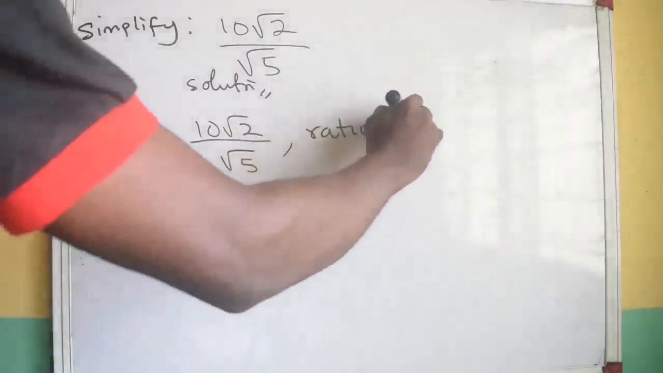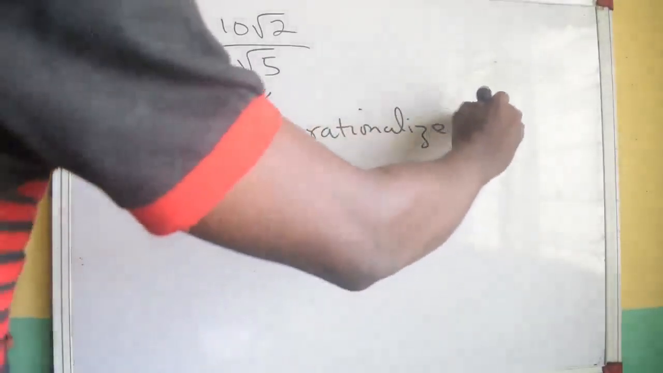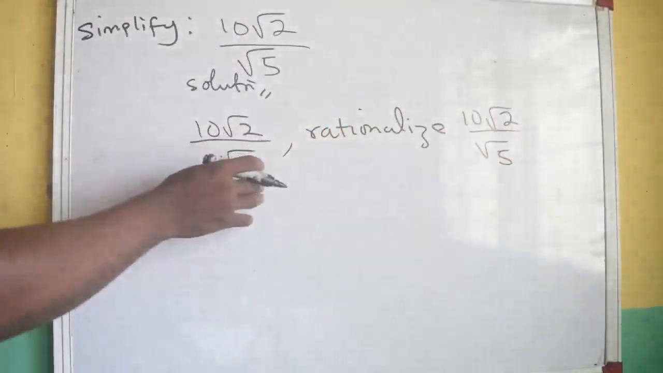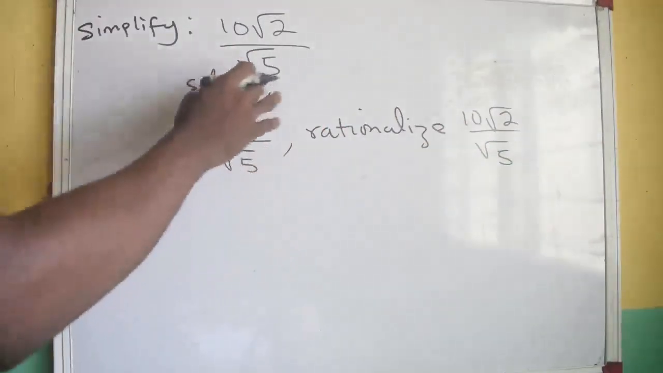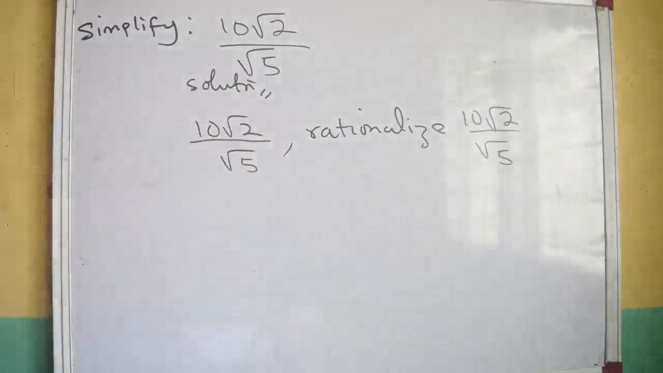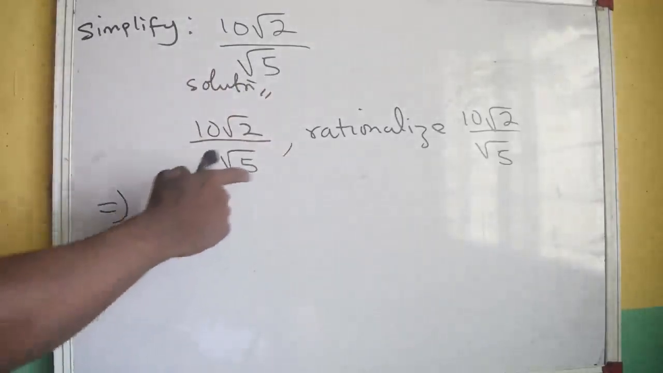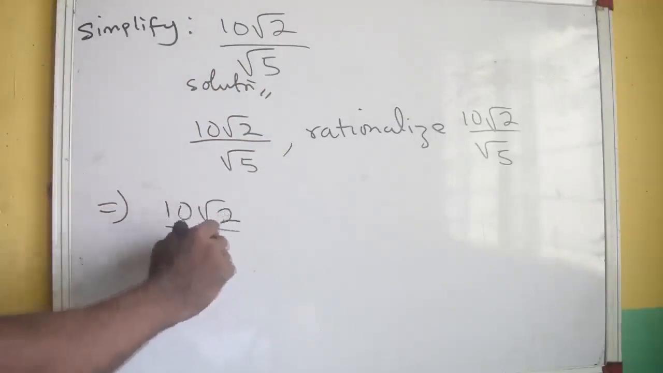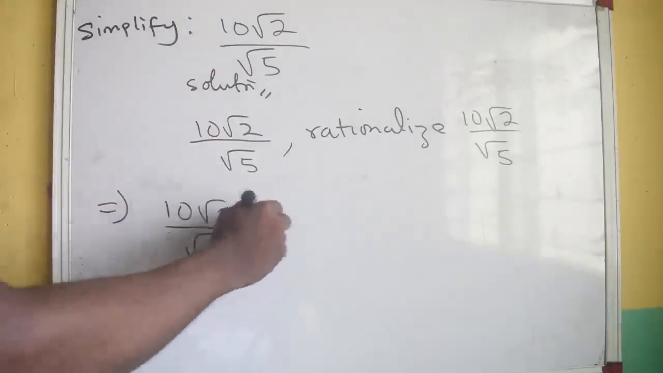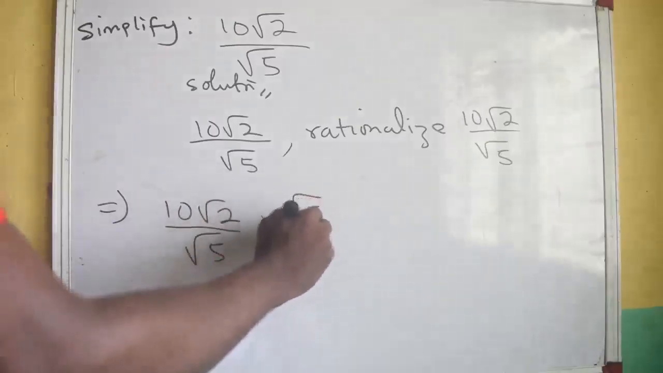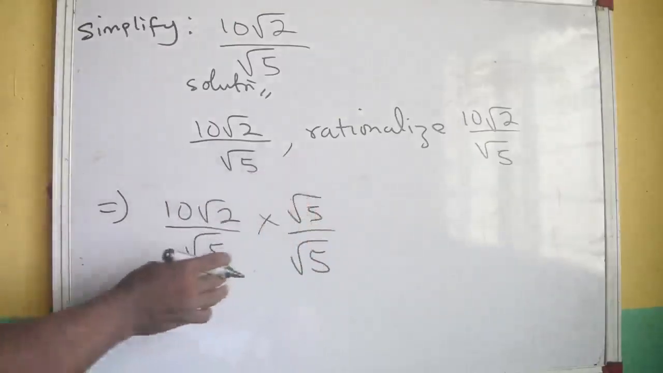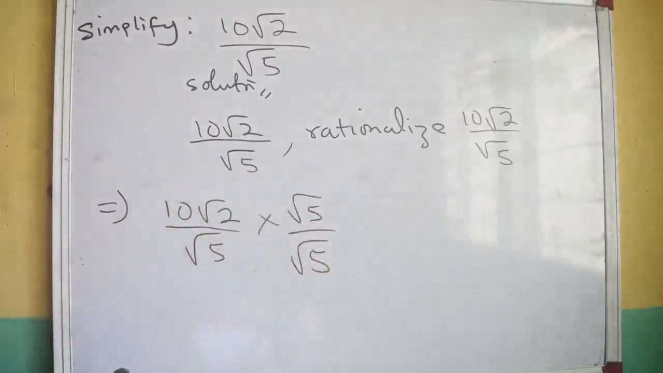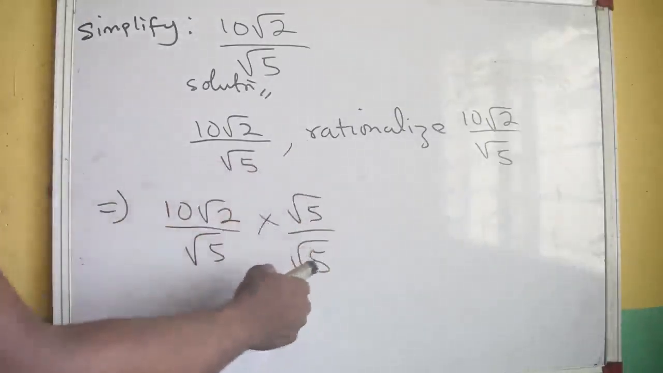So we ought to rationalize this, because there is a square root at the denominator. Our interest is at the denominator, not at the numerator. To rationalize means that the denominator that has the square root, which is root of 5, we multiply and divide it by that same denominator.